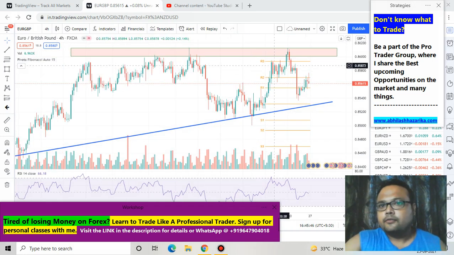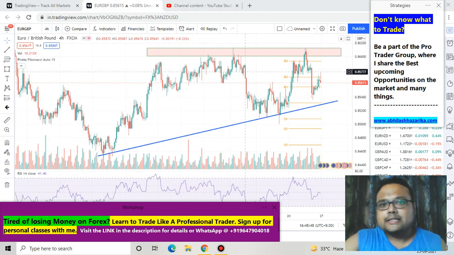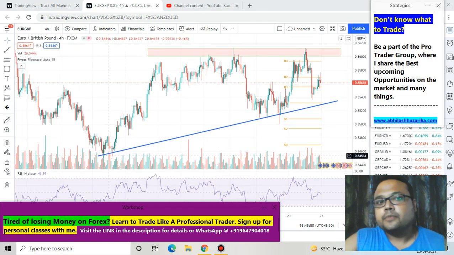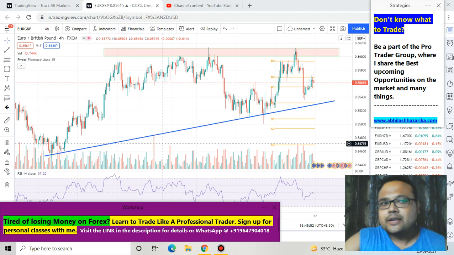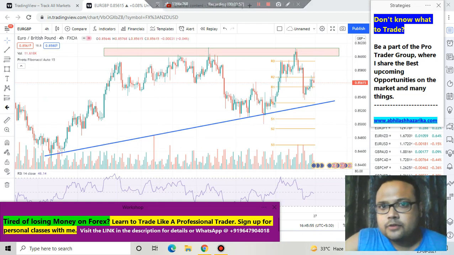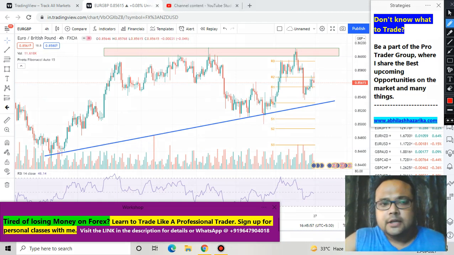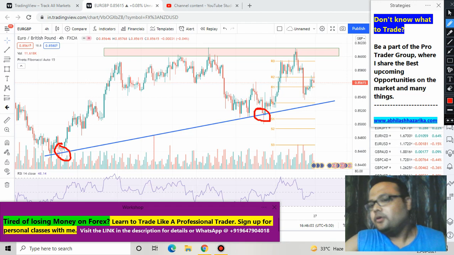Apart from this resistance zone, you can see that I have also drawn a trend line here, and this trend line is also the dynamic support for the market. To be honest, I do not have much faith in this trend line right now. When I drew this line, I was kind of skeptical whether it would act as a valid support or not, because I'm not much confident about this trend line.